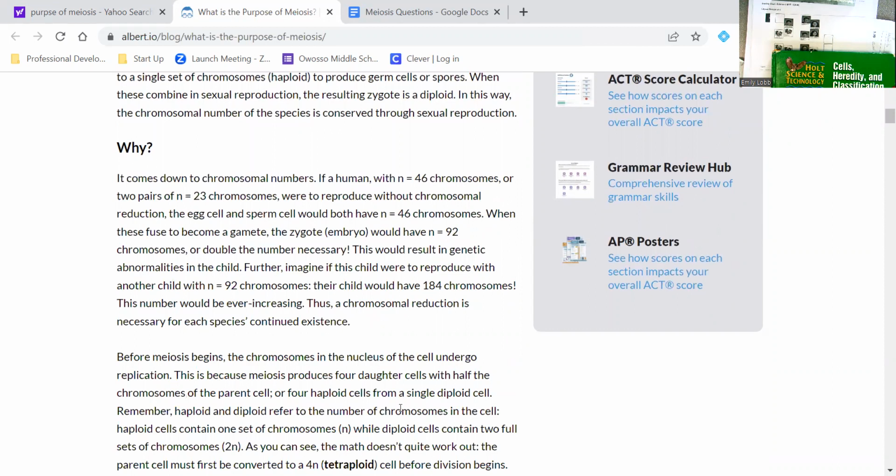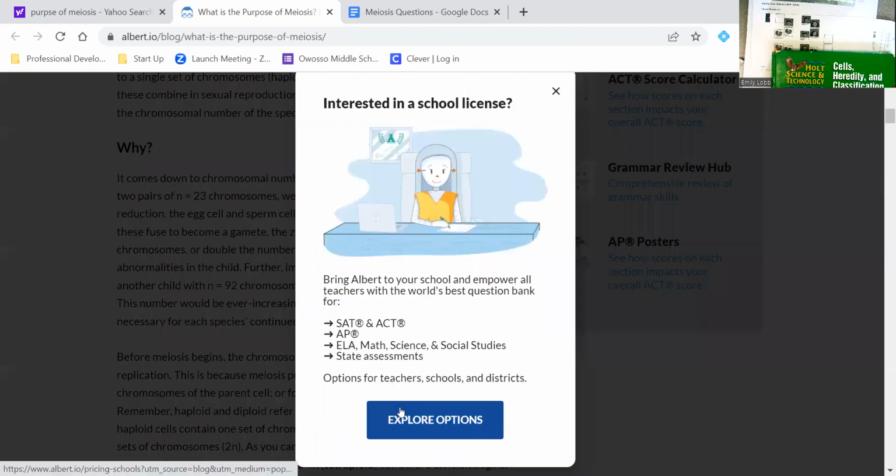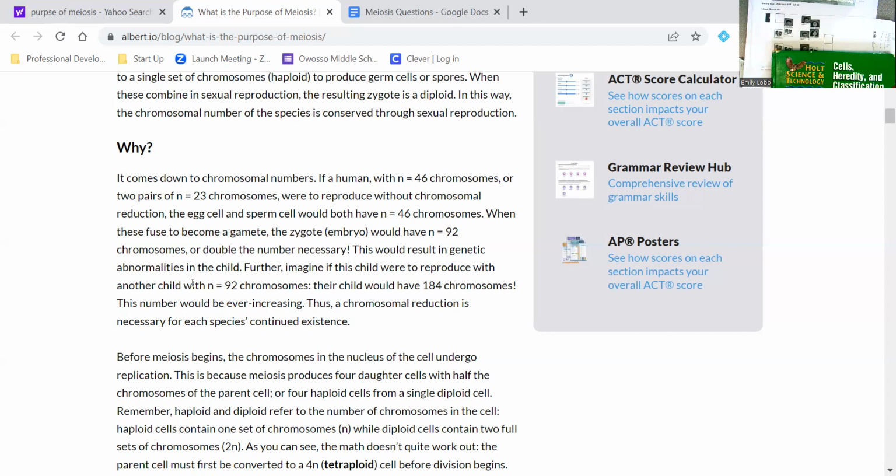If a human has 46 or 2 pairs of 23 chromosomes were to produce without chromosomal reduction, the egg and sperm cell would both have 46 chromosomes, and when they would fuse, we would end up having 92, which would be double what would be necessary. So that would result in genetic abnormalities. So if we didn't have meiosis, what would happen? Good, we'd all be genetically abnormal.